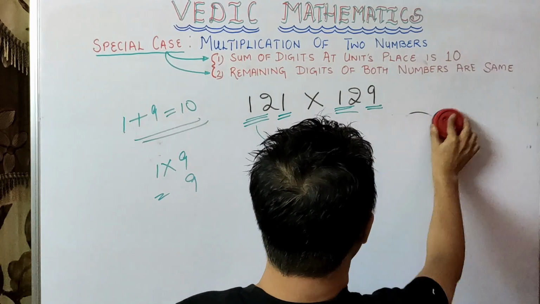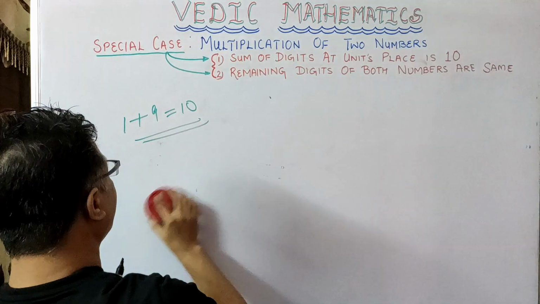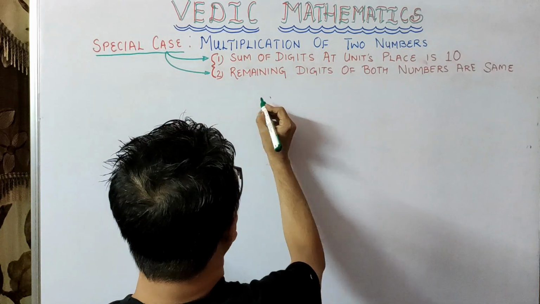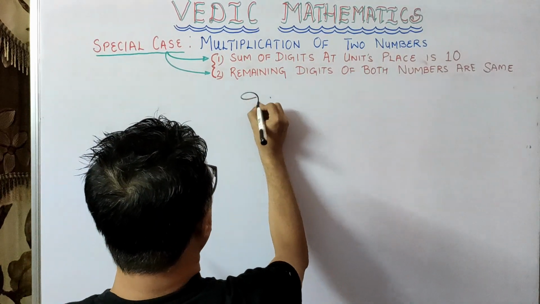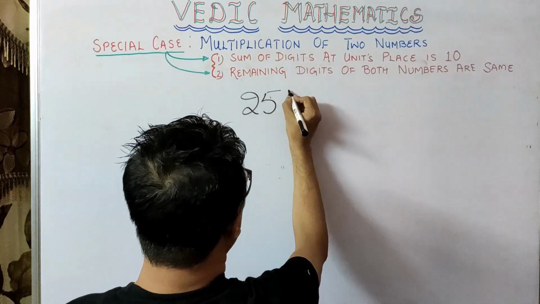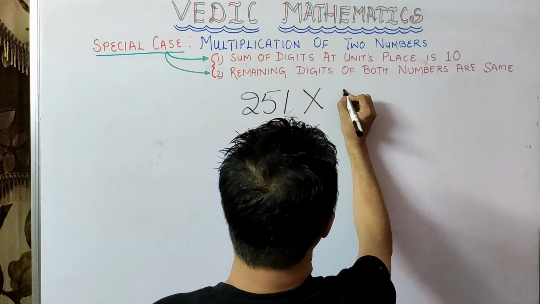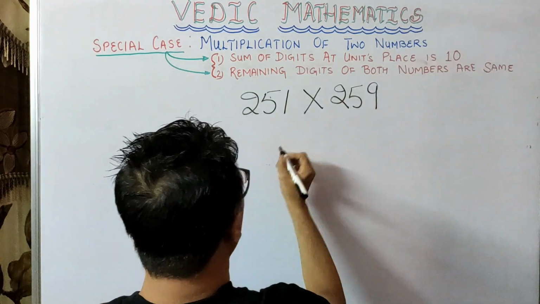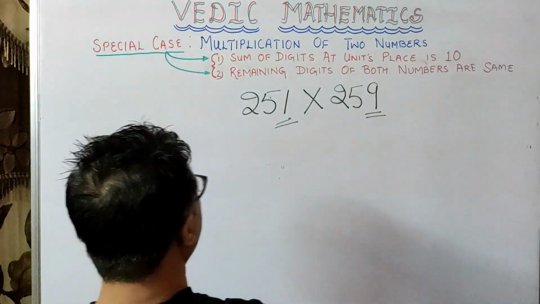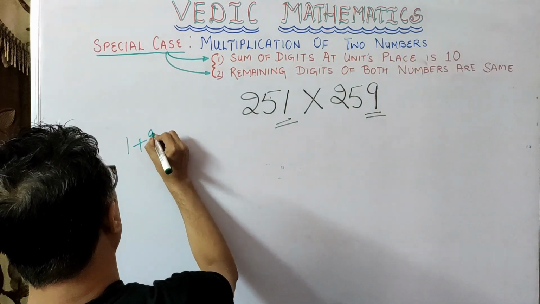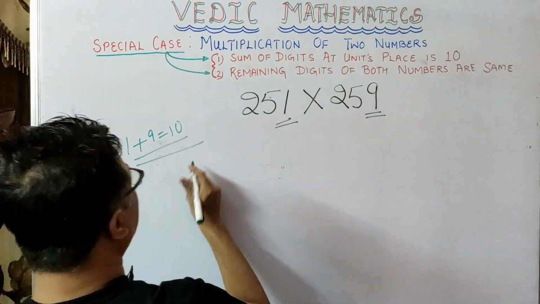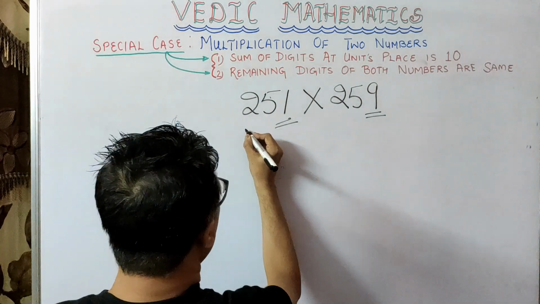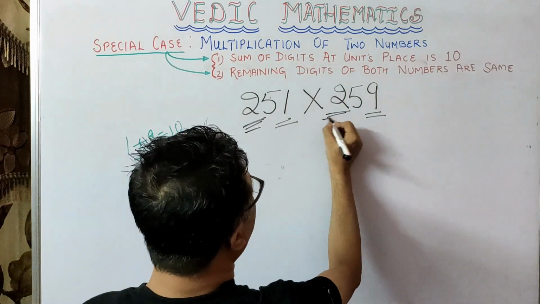For example, suppose we have to multiply 251 with 259. So again 1 plus 9 is 10. 1 plus 9 is what? 1 plus 9 is 10. And again the remaining digits are the same.